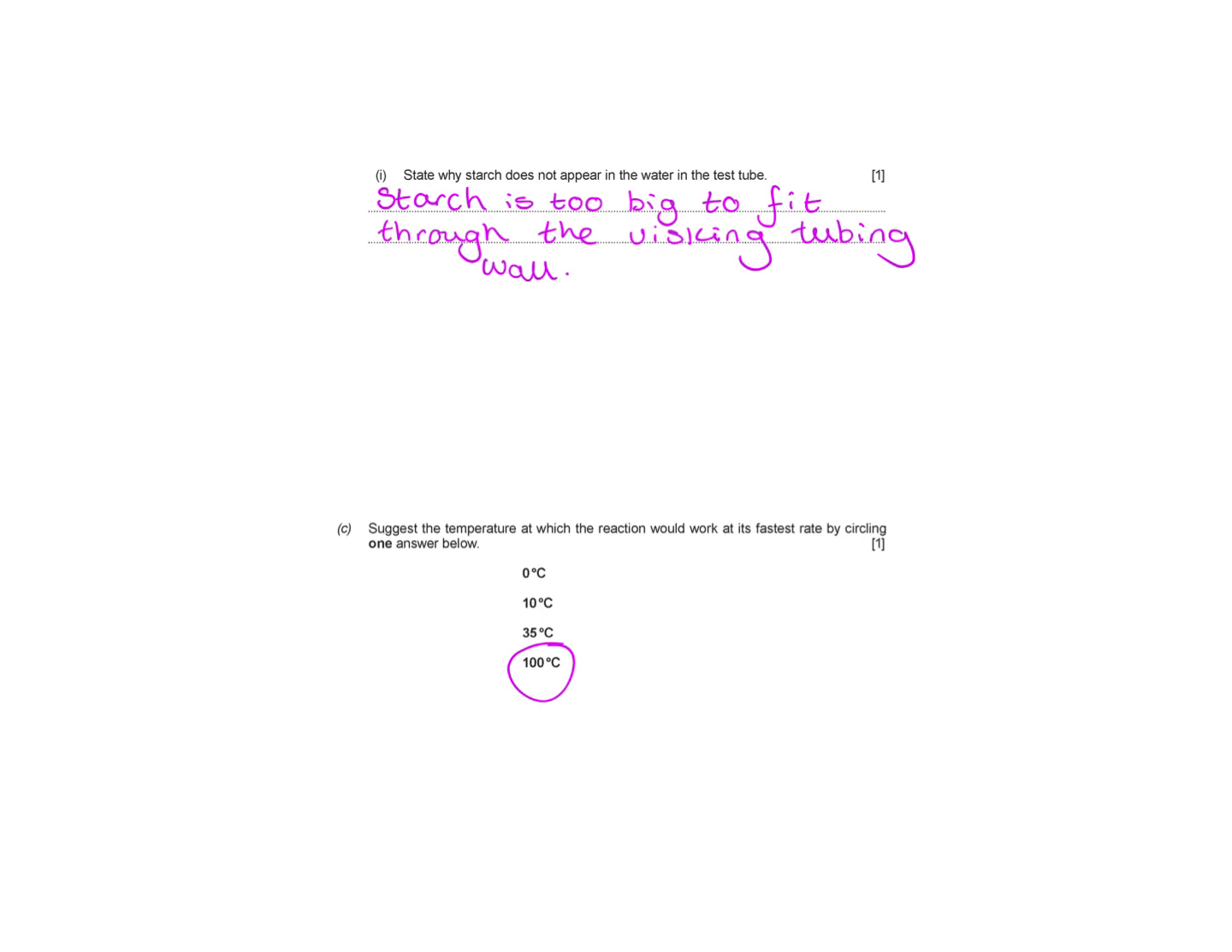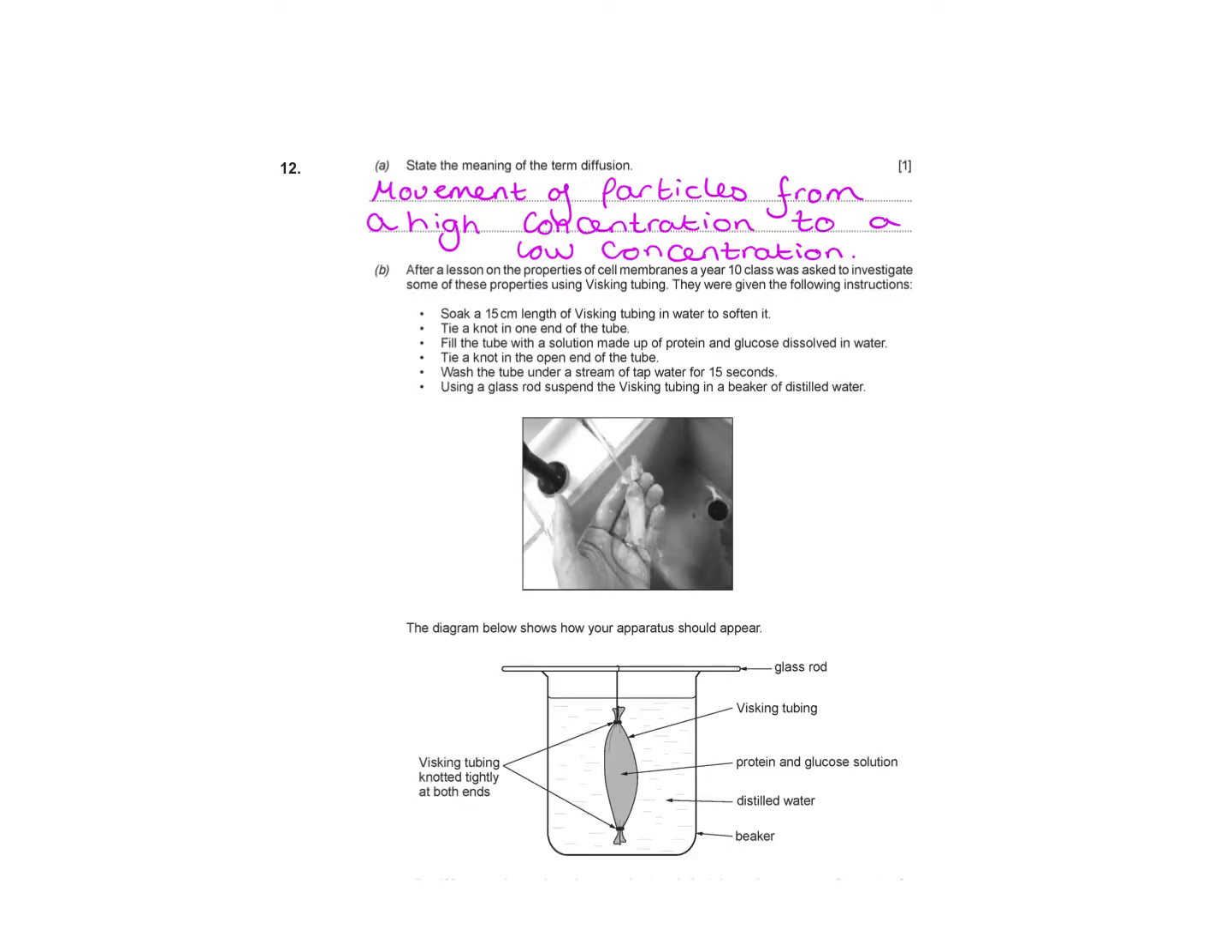Suggest a temperature that would work for the fastest rate by circling your answer. You need to look at the table before, and I gave 100. Again, the definition of diffusion: movement of particles from a high concentration to a low concentration.